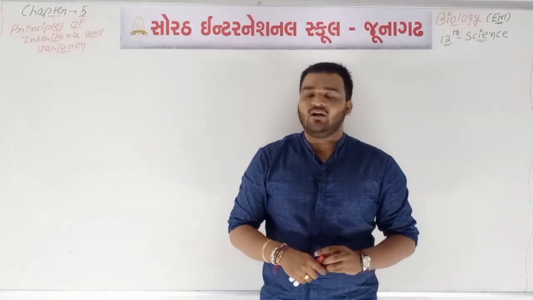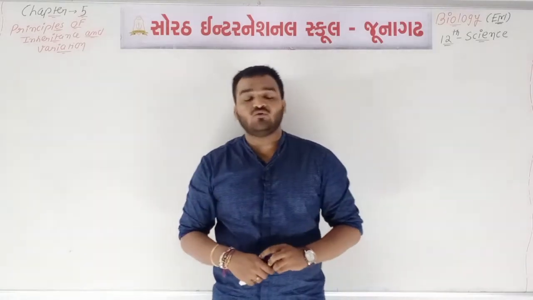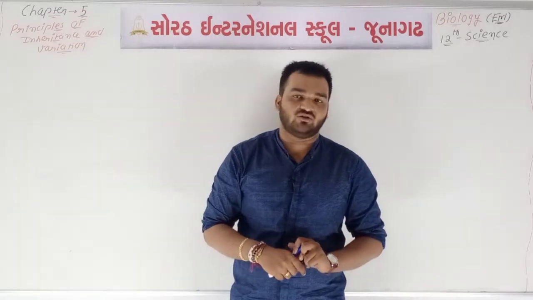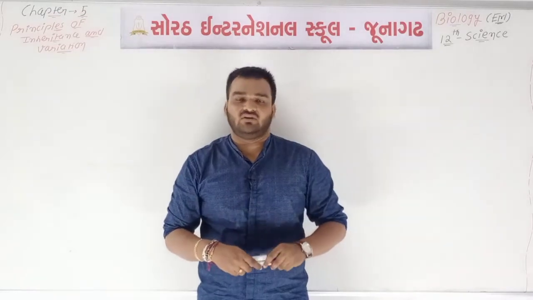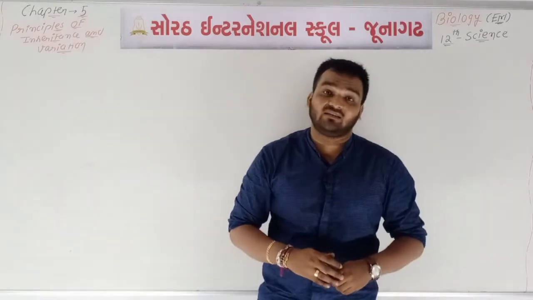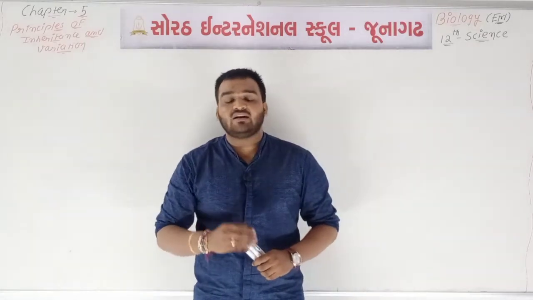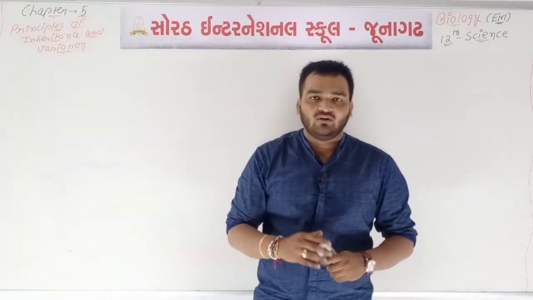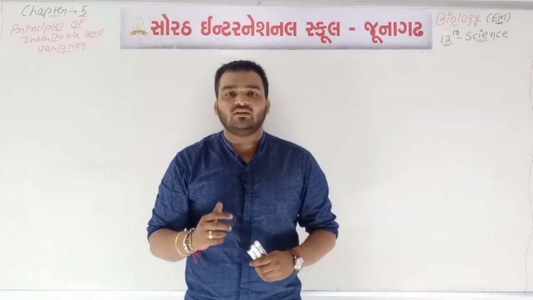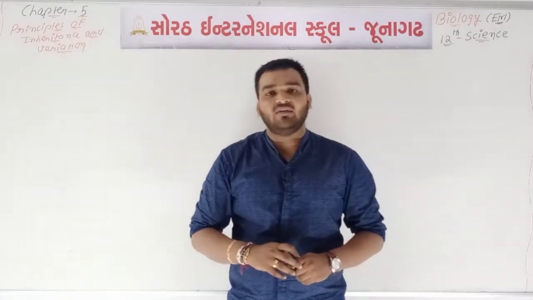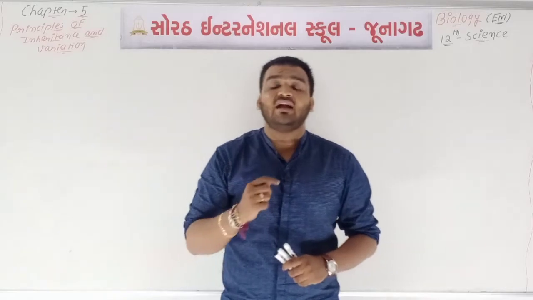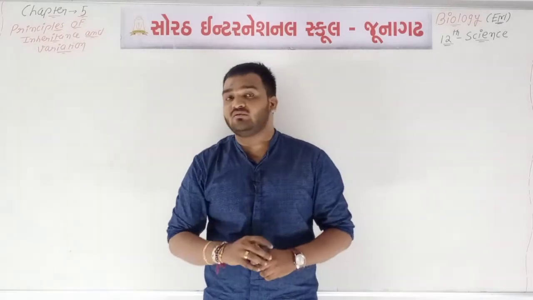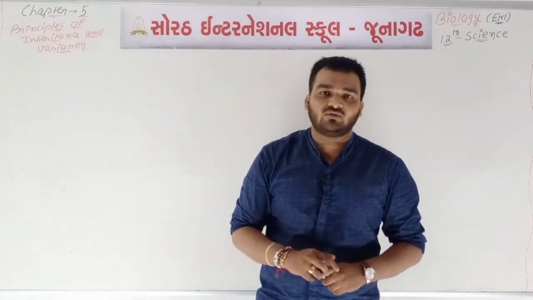We are learning Biology chapter number 5, and the title of chapter number 5 is Principles of Inheritance and Variation. In this video lecture we are going to talk about different examples connected with the monohybrid cross. You know that this type of experiment was done by Mendel for understanding the inheritance of one gene.